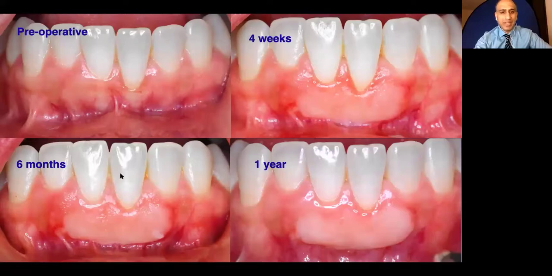And not only did it take, but I think we've also managed to get root coverage. The graft looks nice in terms of its blend, in terms of its quality. We've eliminated the influence of the frenum, established a deeper vestibulum depth. And again, this is a healthy situation, which is going to benefit the patient in the long term.